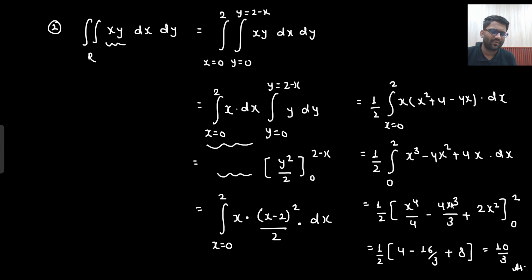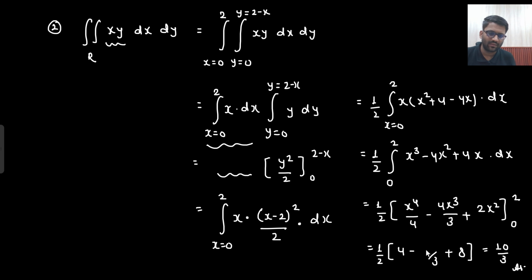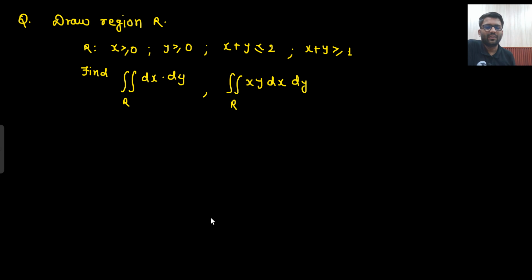16 divided by 4, 2 to the power 3 will be 8, 32 by 3, 8. So 12 minus 32 by 3, 4 by 3 into 1 by 2. So that would be 2 by 3. So answer is coming out to be 2 by 3, not 10 by 3. My calculation error is there. So answer is coming out to be 2 by 3. Is that clear to you? All good? All fine? Let's go to the next one.